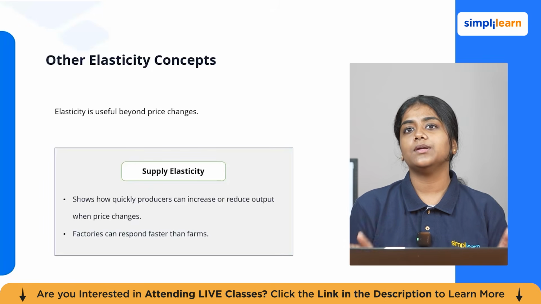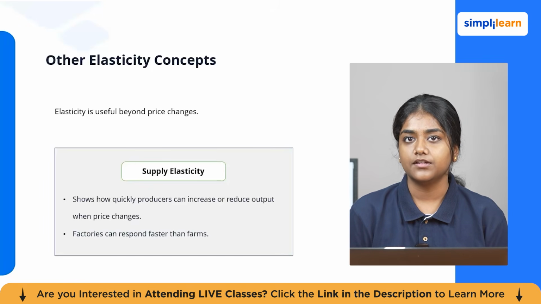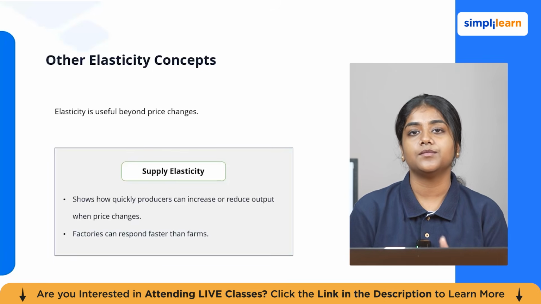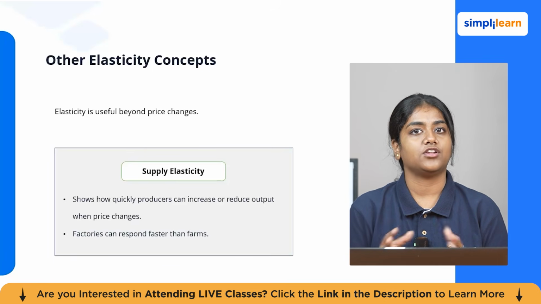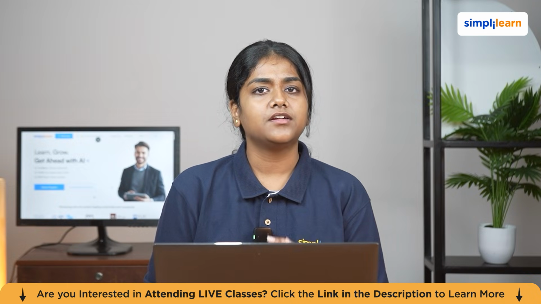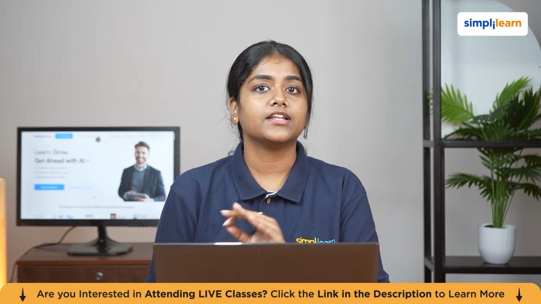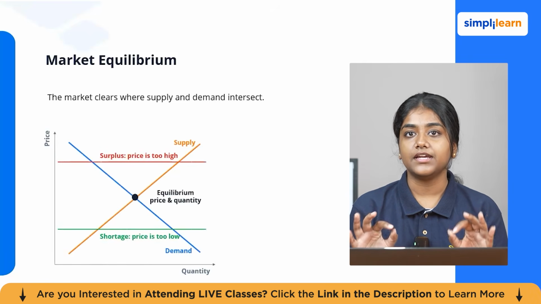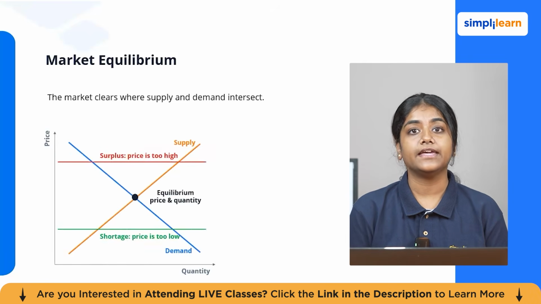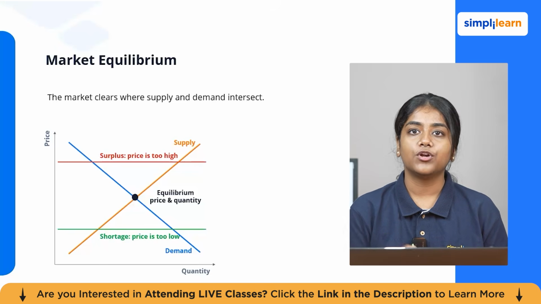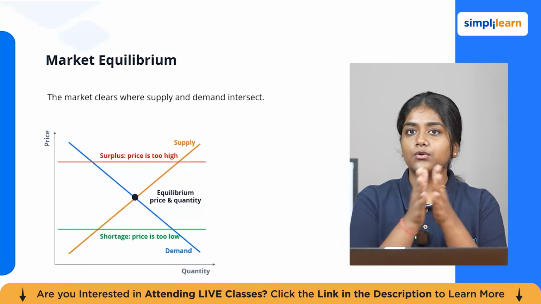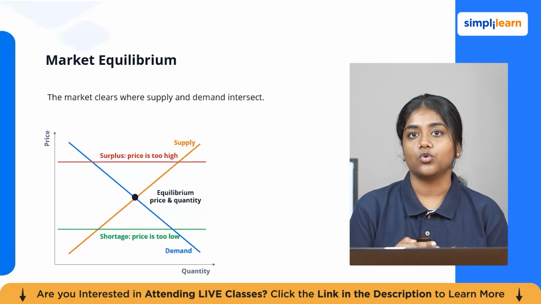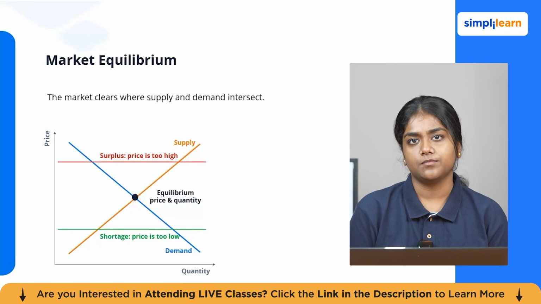Now that we understand how demand and supply respond to change in the market, let's bring these two forces together and see how they interact to determine the price and quantity at which the market reaches balance. When the demand curve and supply curve intersect, you get the market equilibrium: the price and the quantity at which the market clears, meaning the quantity consumers want to buy exactly matches the quantity producers want to sell. Above equilibrium, you get a surplus. Producers want to sell more than what consumers want to buy, which creates downward pressure on price.